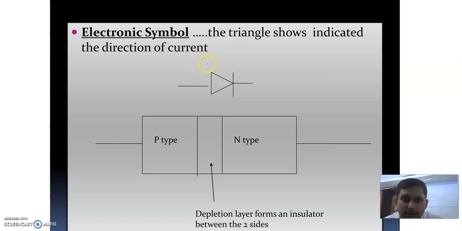Now this is the symbol of the diode. This is the p-type semiconductor and this is the n-type semiconductor. This is the depletion region between the p-type semiconductor and the n-type semiconductor. Since there is no free charge available in the depletion region, that's why the depletion region acts as an insulator between the p-type semiconductor and the n-type semiconductor.